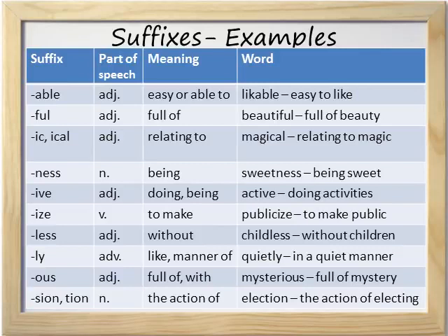The suffix ous forms an adjective and means full of or with. So, for example, the word mysterious means full of mystery. The suffixes sion and tion, both pronounced shun, form nouns. The meaning of these suffixes is the action of. So, for example, in the word election, the suffixes give it the meaning the action of electing.